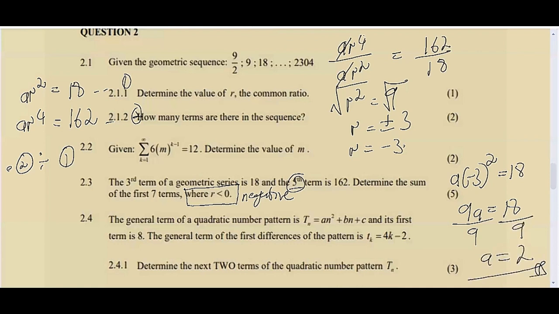Right. So that's a very nice question there. So my A is equal to 2. Now that I have the value for A, and I also have the value for R, that means I can now calculate the sum of how many terms?